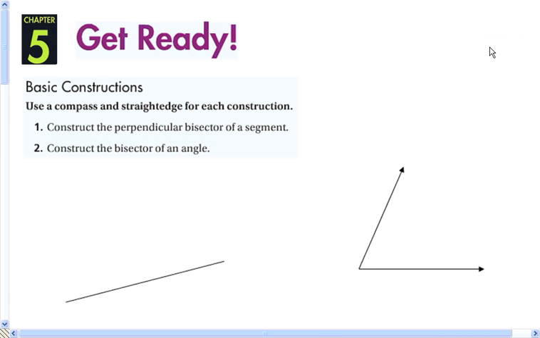Hey class, this is lesson 5.1, chapter 5. First thing we're going to do is a little bit of review, some of the things you'll need in this chapter. We're going to be doing some construction, so here's a little reminder of how to do those.